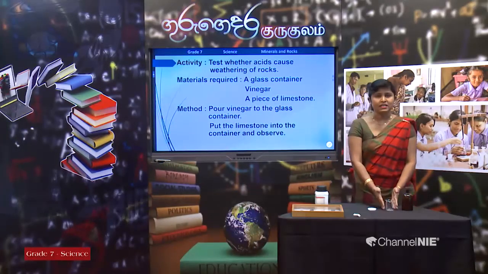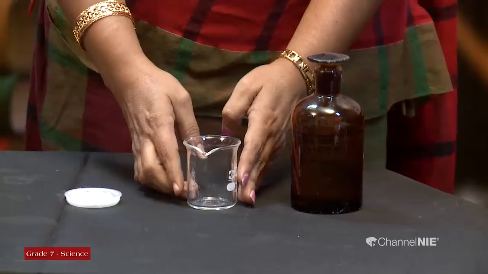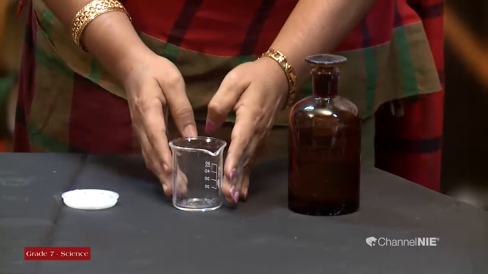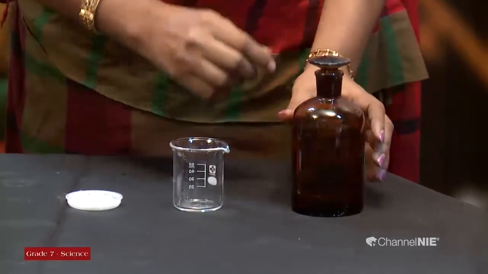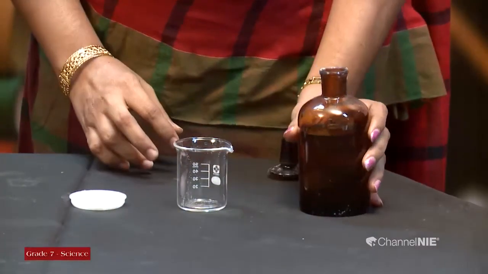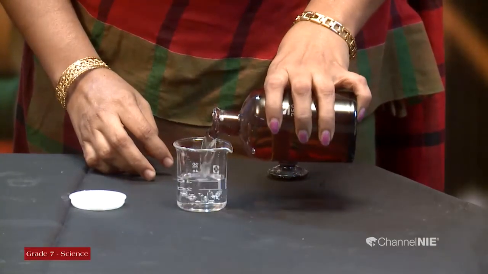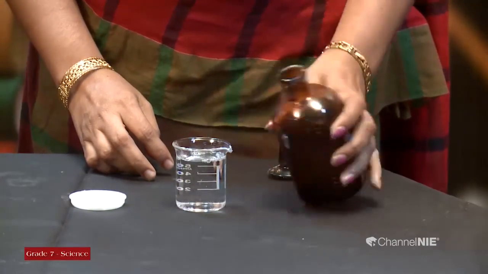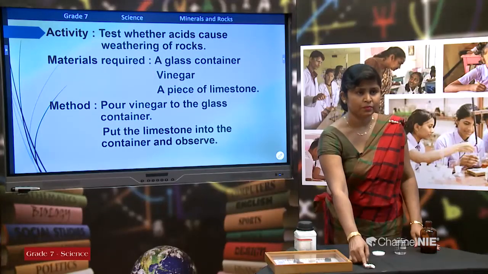Here is a glass container. I have got a small beaker, right? You can easily get the observations using this glass beaker. And in this bottle, there is vinegar. Then I am going to put some vinegar into the beaker in this way. Then this is a piece of limestone.